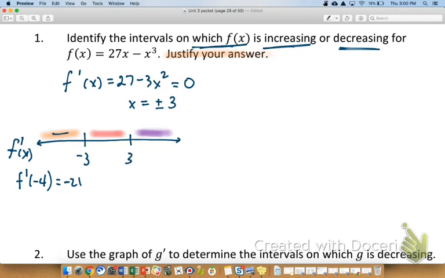So that means on that orange interval, we could label that with negative, right? Because all those values for f prime would be negative in the orange interval. What number would you plug in for the red interval? 0. 0 makes a ton of sense. F prime of 0 would be? 27. What's the most important thing about 27?